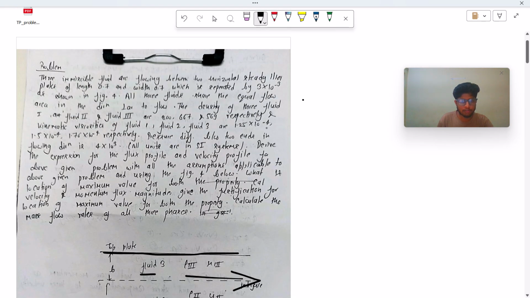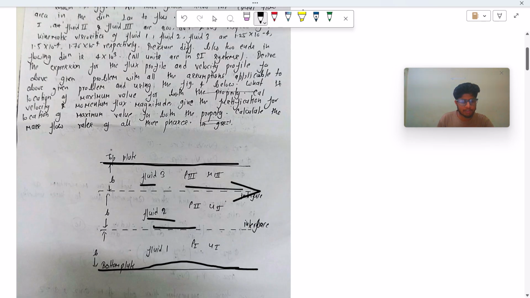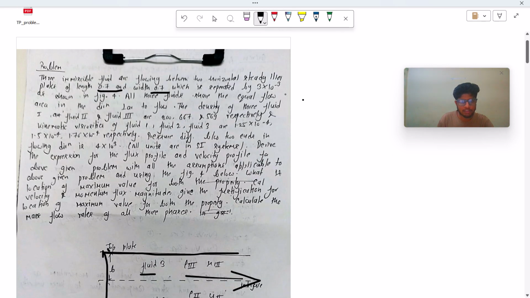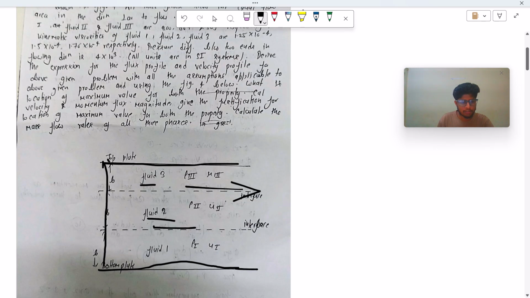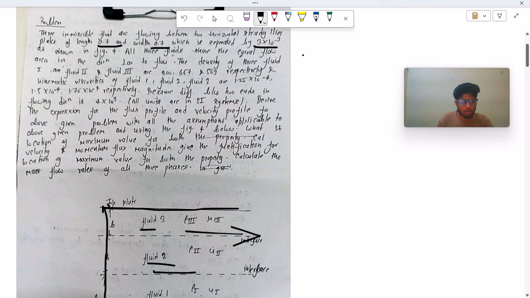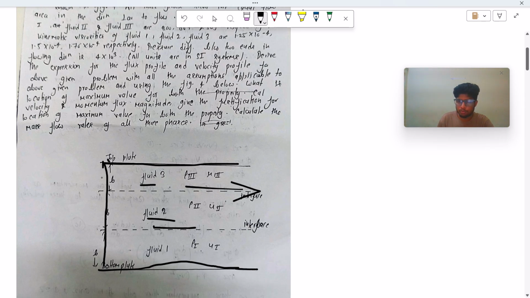So first of all, we read the question. We are given the length of the plates as 0.7 and the width of the plate as 0.7, separated by 3 into 10 to the power minus 3 meter. The distance between the two plates is 3 into 10 to the power minus 3 meter, as shown in this figure, and all three fluids share equal flow area. All the fluids have the same area as they have the same length, same width, and the same thickness b.